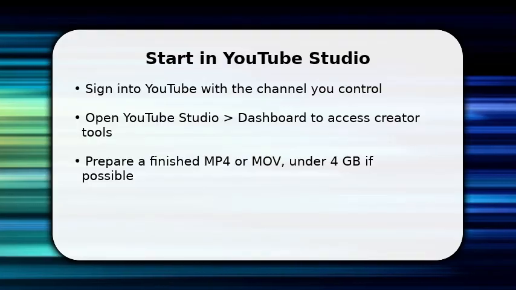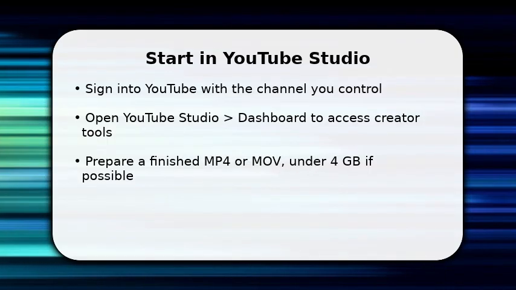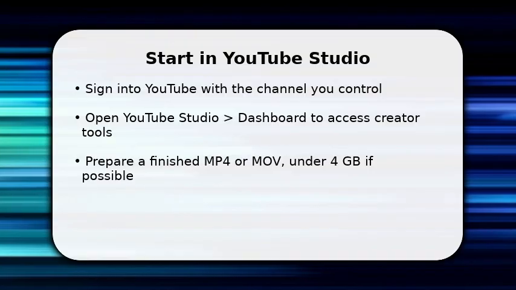You're starting inside YouTube Studio. Sign in with the channel you own and open Studio Dashboard. Once there, click Create, Upload Videos to start file transfer. Make sure your video file matches recommended specs, MP4 or MOV, H.264 codec, because Studio validates format before upload.